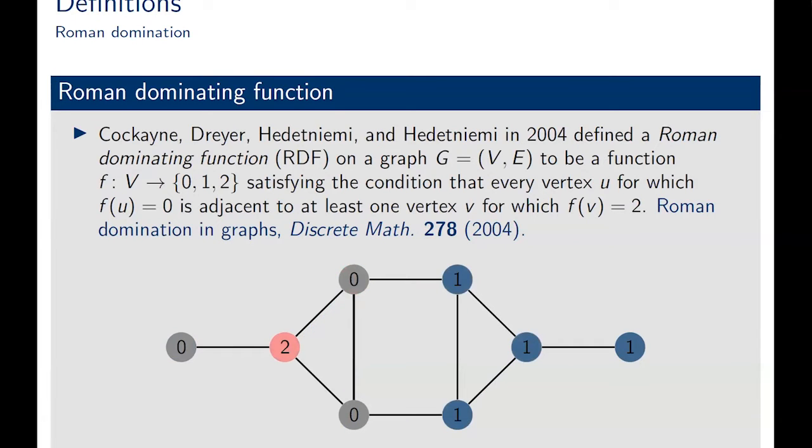Here is another example. Here we have 3 vertices with 0s and 1 vertex with 2. And again, every vertex with 0 is adjacent to a vertex with 2 assigned. We don't care about vertices with 1s. So we can conclude that if we assign 1 to every vertex of a graph, it is also a Roman dominating function. Okay, so as we see, we can define and find plenty of Roman dominating functions in a given graph.